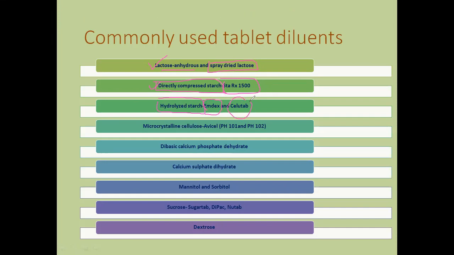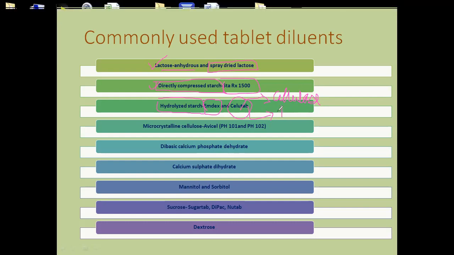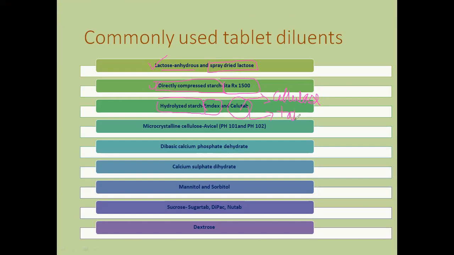Now Cellutab, as I told you, is from the carbohydrate category. Cellu means it is cellulose. Okay. And tab means it is used in tableting. That is the reason the name is given as Cellutab.